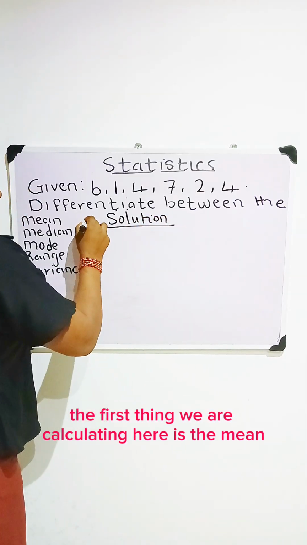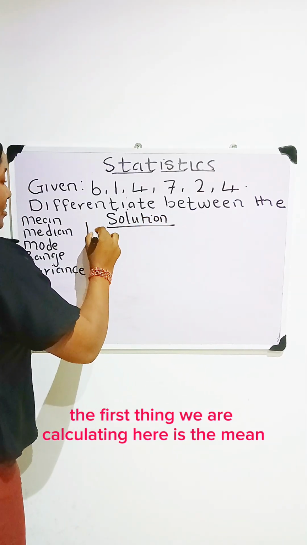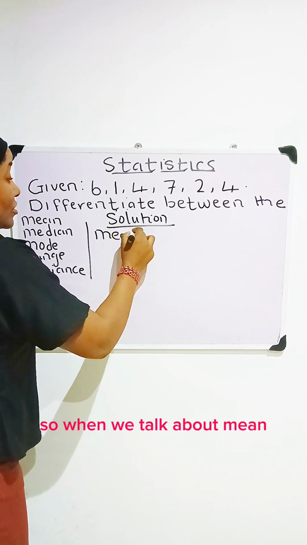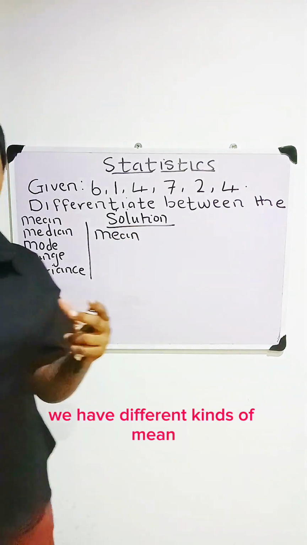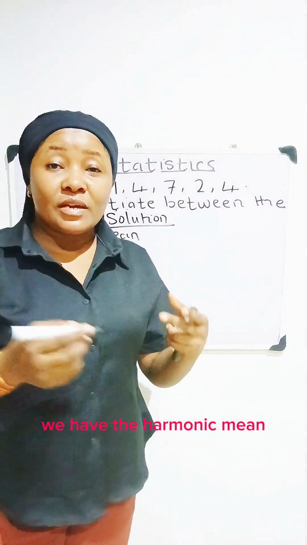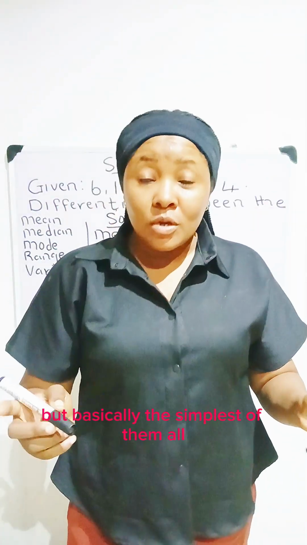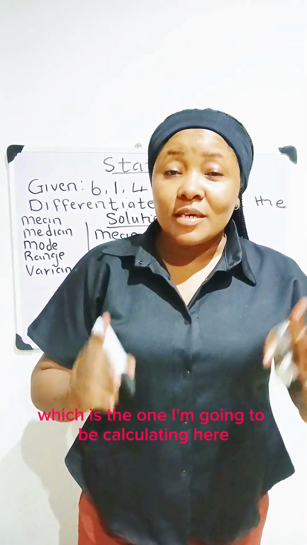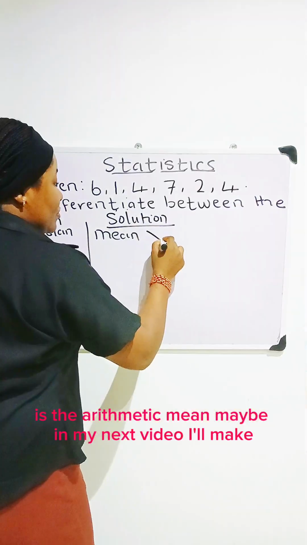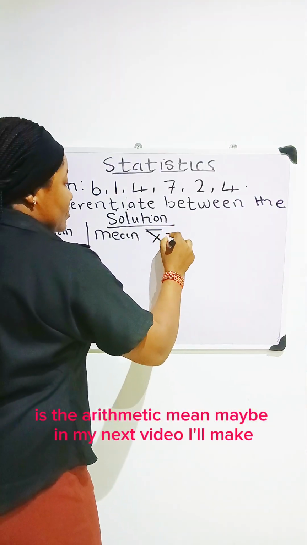the first thing we are calculating here is the mean. So when we talk about mean, we have different kinds of mean. We have the arithmetic mean, we have the harmonic mean, we also have the geometric mean. But basically the simplest of them all, which is the one I'm going to be calculating here, is the arithmetic. We are going to be using x bar to represent it.